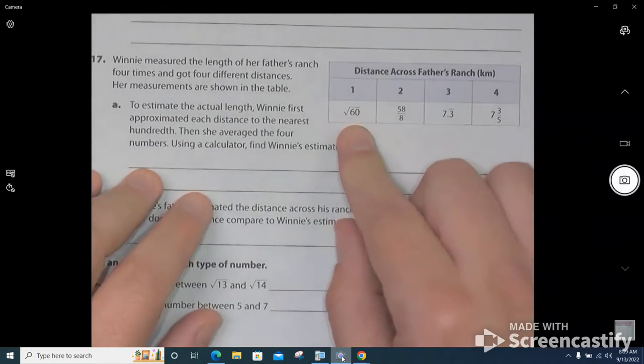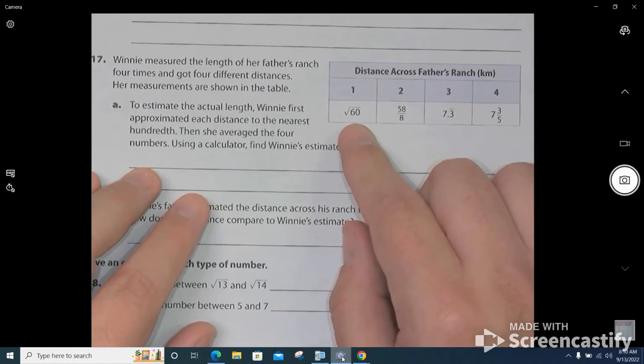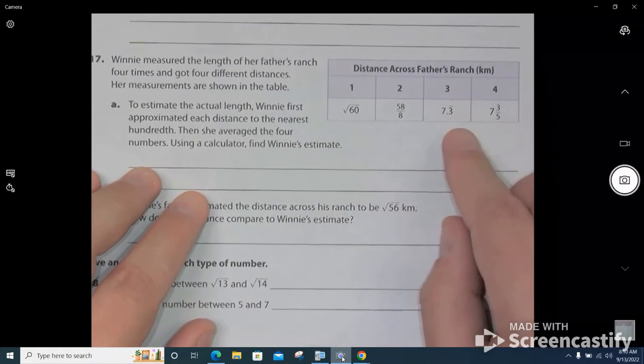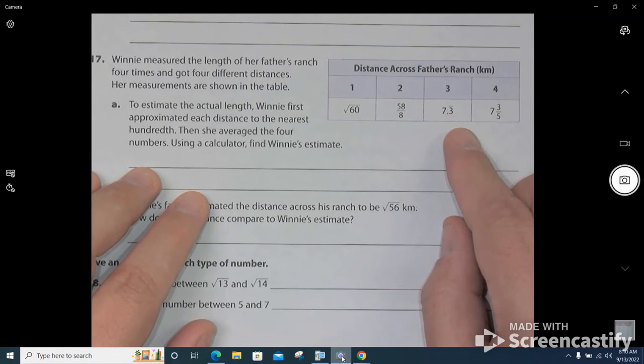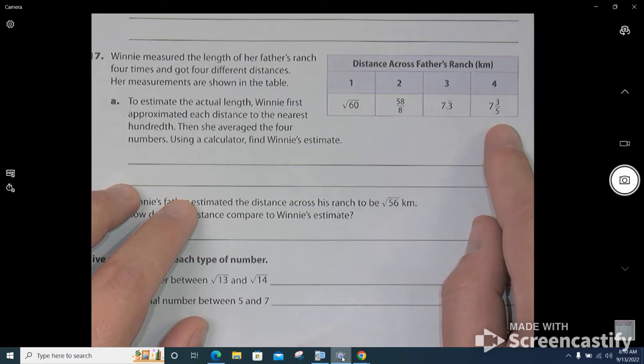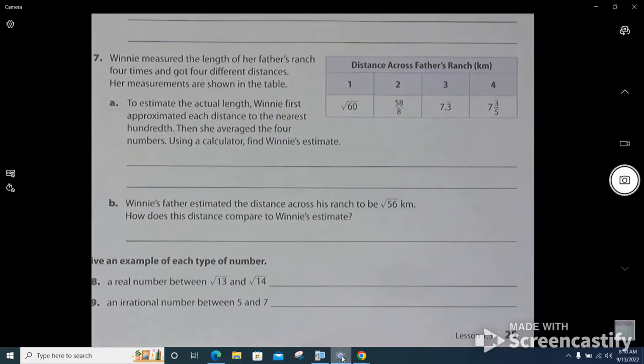So the first time she measured it, she got the square root of 60. The second time she measured it, she got 58 over 8. And then the third time she got 7.3 repeating, and then the fourth time she got 7 3/5. So it says, estimate the actual length. When he first approximated each distance to the nearest hundredth, then she averaged all 4 numbers using a calculator. Find her estimate. So the average is just the sum of all these things divided by the total number of measurements.